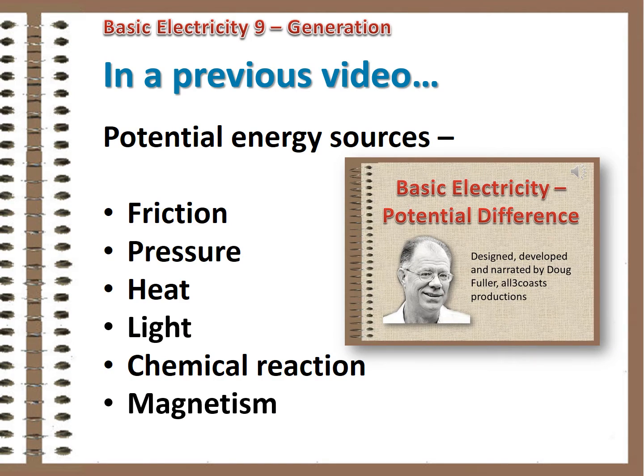In video 3 of my Basic Electricity series, I explained how there are 6 ways to separate positive and negative charges, creating potential difference, the force that drives current flow and powers all electrical devices. Of those, 2 are responsible for the vast majority of electrical energy created worldwide: magnetism and light.